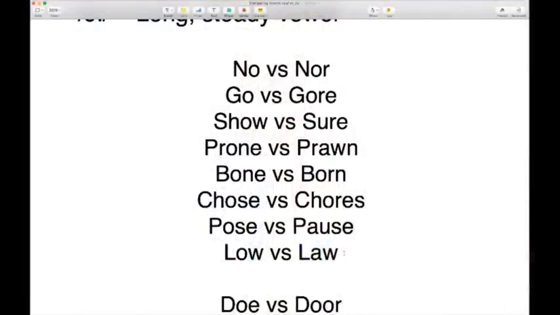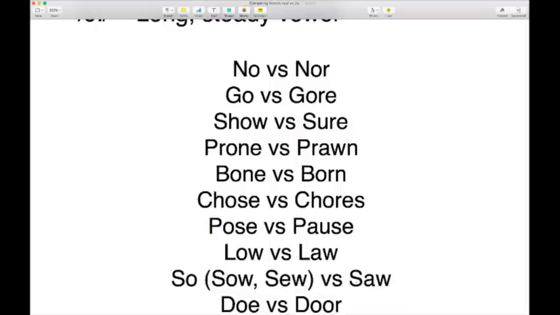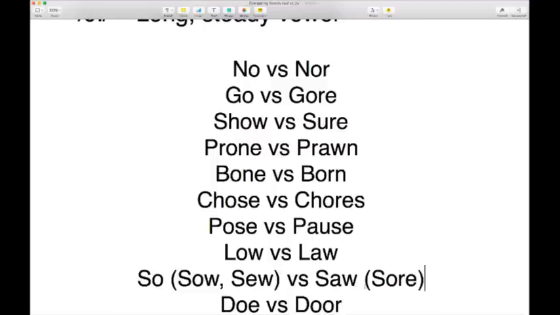So and saw, that's a good example of these two words as well. In fact, I'm going to add those in. So, or even spelt like this. If you're a farmer, you sow your seeds. Or if you make clothes or you stitch things, you sew them. Many people mispronounce this word and say sue, but it's sew. Sew, sew, sew. All the same. Sew the seeds, sew your clothes. Do some sewing. Versus saw. I saw you. Or my leg is sore. These are the same. So, so, so, sore, sore.